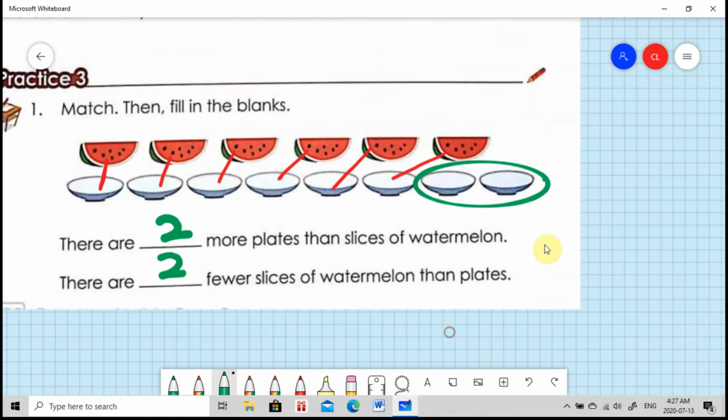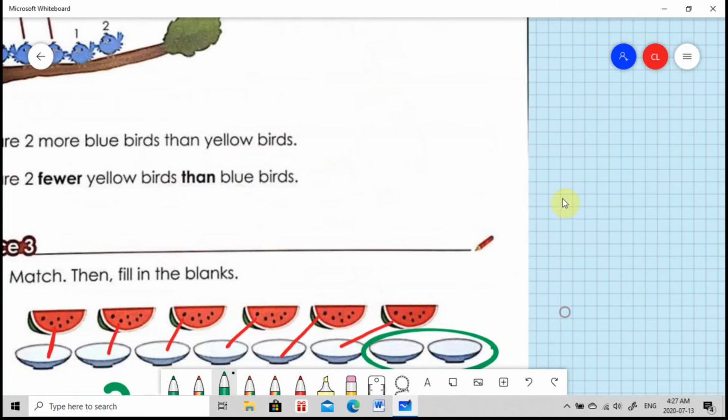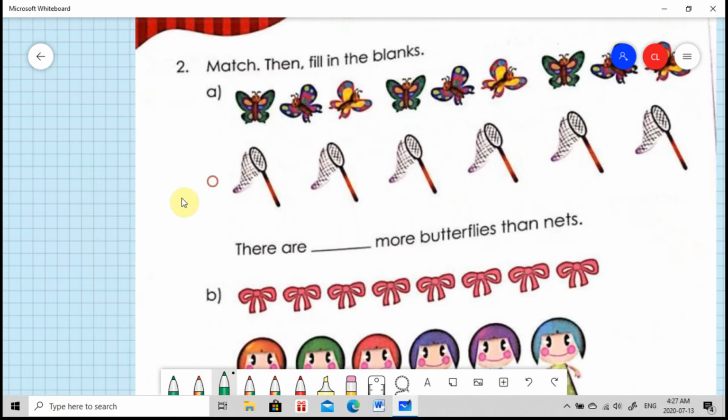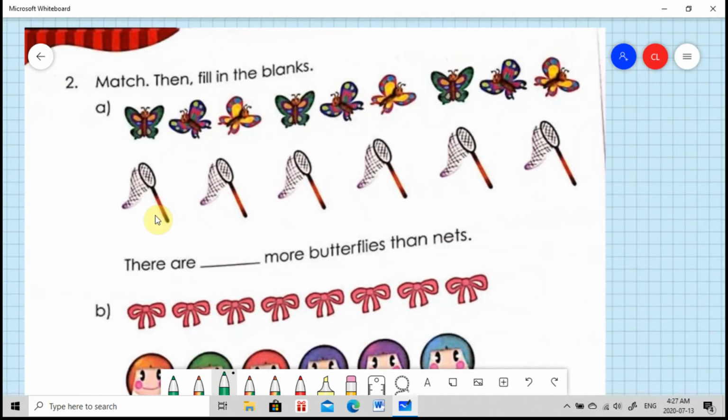Let's move on to the next one. So we have here, we're going to do the same thing. We're going to match and then fill in the blanks, right? We're going to match just how we matched just now. So we have 1, 2, 3, 4, 5, 6, right?